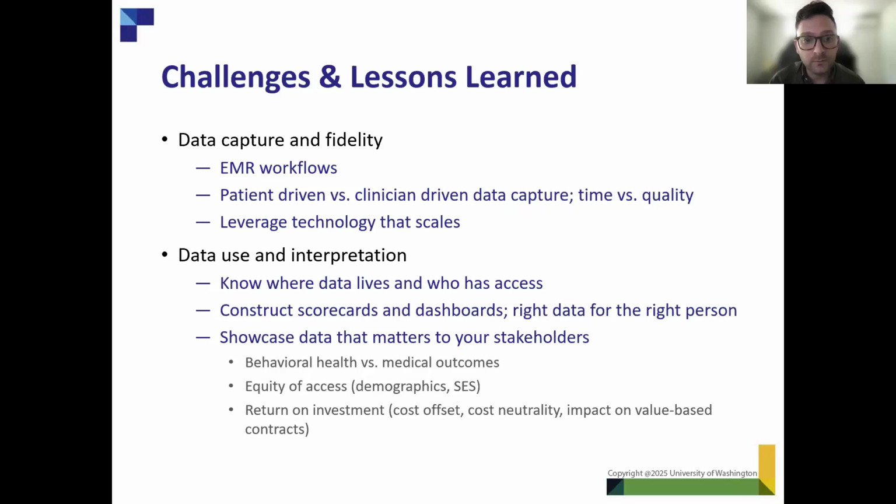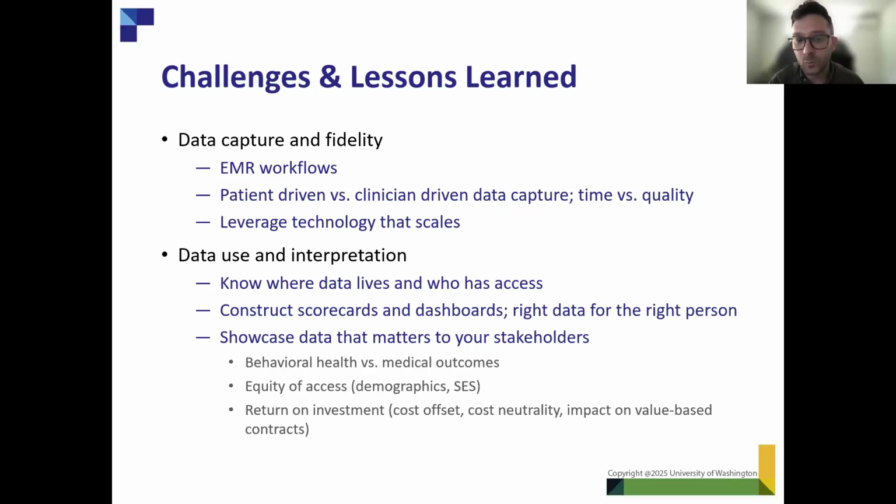And then on the other side of things is data use and interpretation. So in this role, it was really helpful for me to be an Epic super user on our EHR to know where data lives and how and who has access to it, because I can very quickly point people in the right direction to make the process of developing our dashboards really efficient. That can be really challenging depending on where you sit in your health system, but I have found that to be incredibly advantageous. And so if you're not the person who has that understanding, it really behooves you to find the person who does have that understanding and work closely with them.